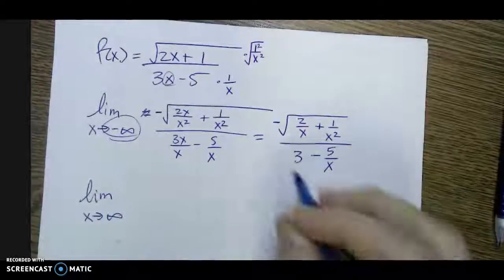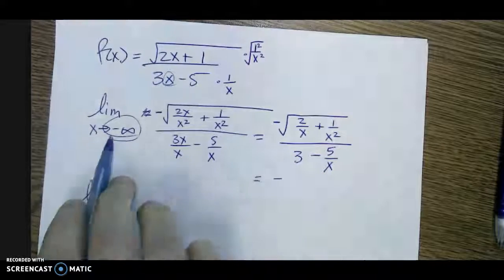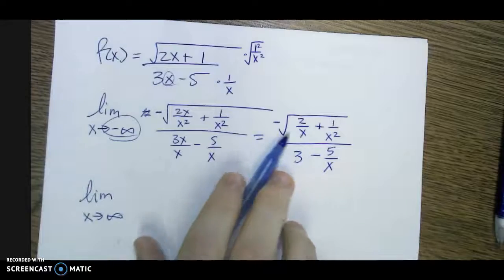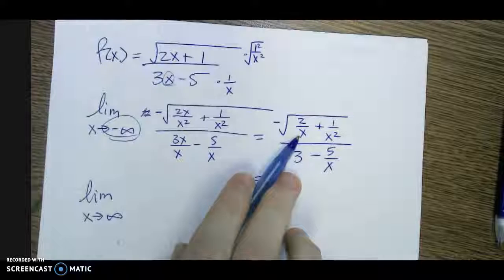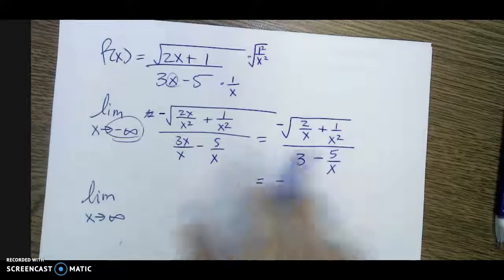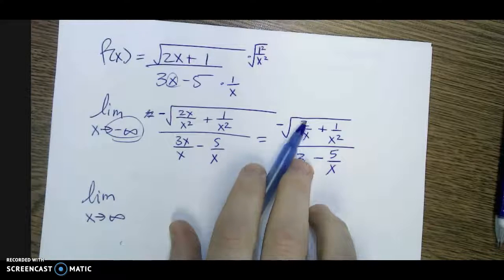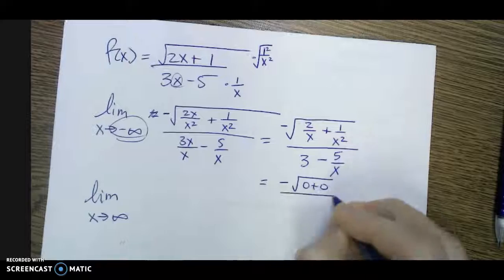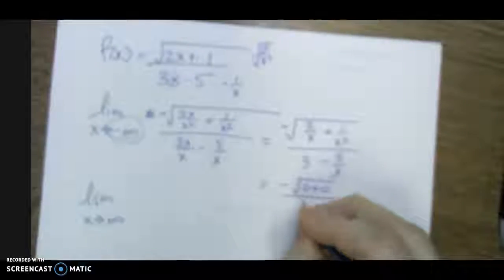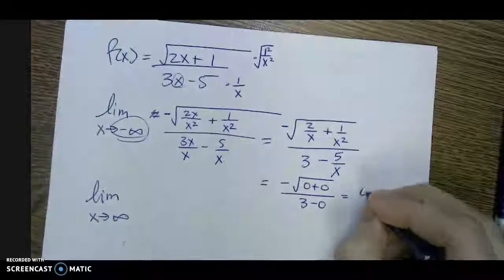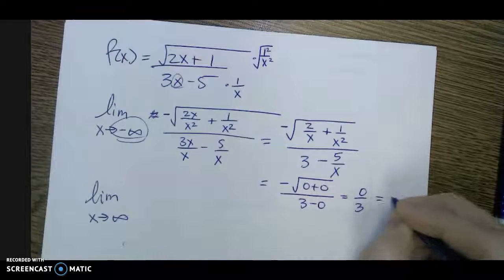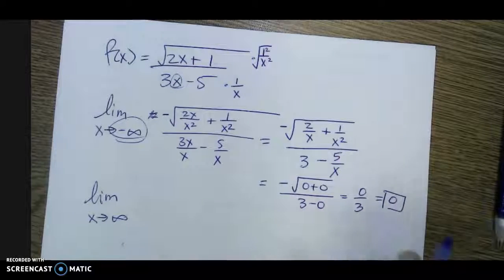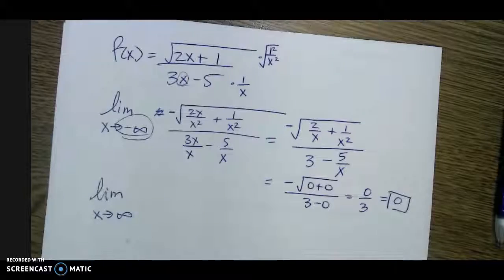And now we can plug in our negative infinity, which would give us 0, or infinity gives us 0, not in the bottom, but as the whole fraction, over 3 minus 0. So we get 0 over 3, which is 0. So this tells me there's a horizontal asymptote at 0.